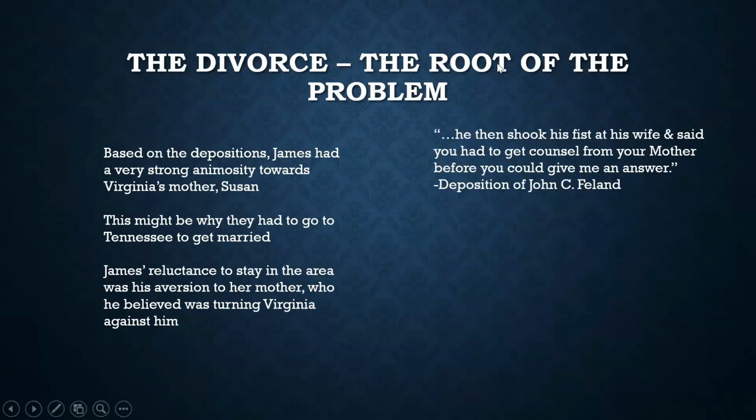In some of the depositions, this is mentioned. There was one incident that happened at the house where he was angry with Virginia, and he said you had to get counsel from your mother before you can give me an answer. And this is in regards to him trying to convince her to leave Barron County and Rocky Hill and move to Taylor County.